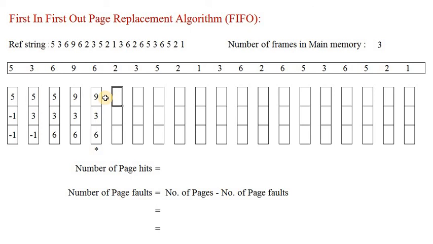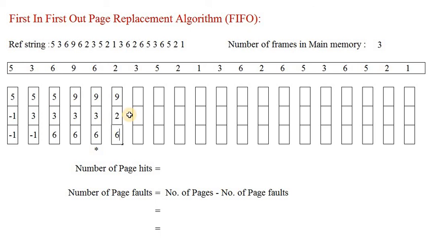Now from 9, 3, 6, which came first? Obviously 3. So 3 has 4 entries here. I'm checking how many entries there are for each and every page here. So 3 has 4 entries, 6 has 3 entries, 9 has 2 entries only. That means 3 came first here. So 3 will be deleted from the main memory, and the remaining things stay as they are.